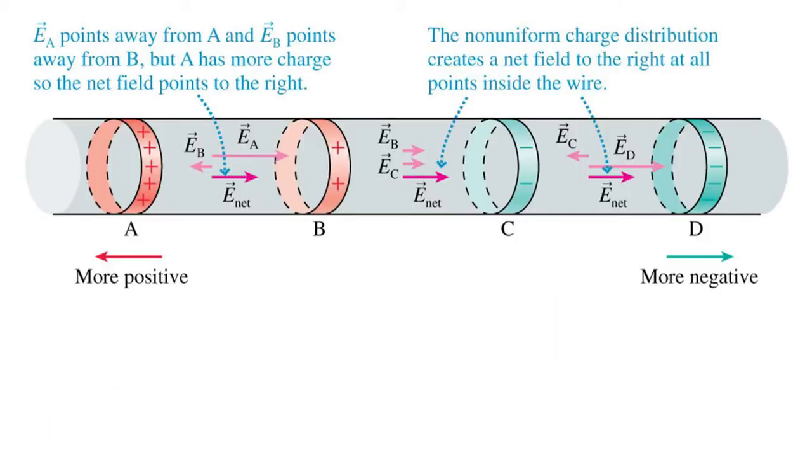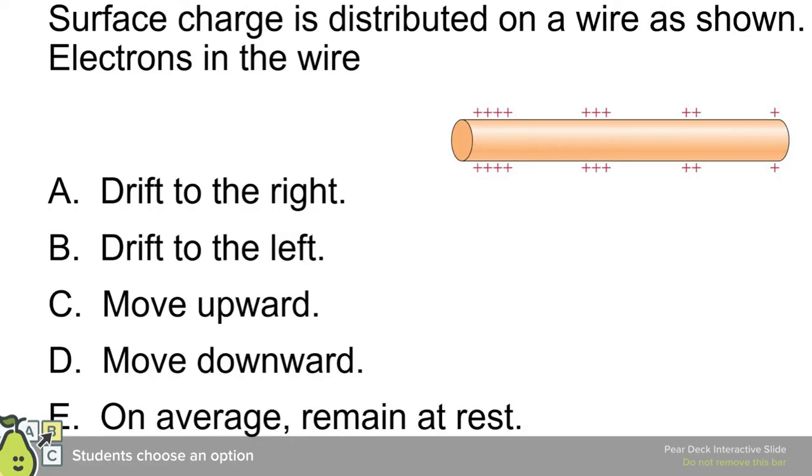How does that end up looking? Well, we have maybe some collection of charges near a high potential. So we have positive charges over here, and then negative charges over here. And we can see that E_A points away from A and E_B points away from B. But of course, this field will be stronger than that field, which will tend to have a field pushing that way. And then the non-uniform charge distribution creates a net field to the right at all points inside the wire. So the fact that the distribution of charges on this conducting wire is non-uniform creates a field through it.